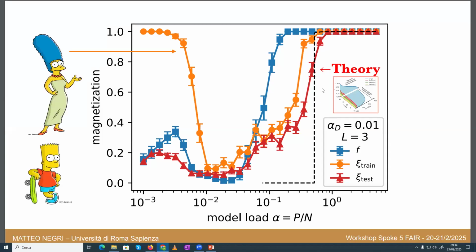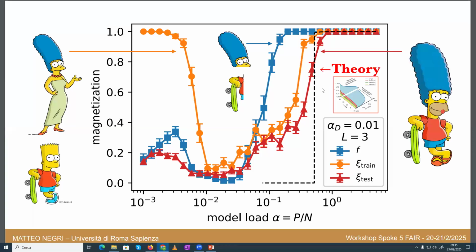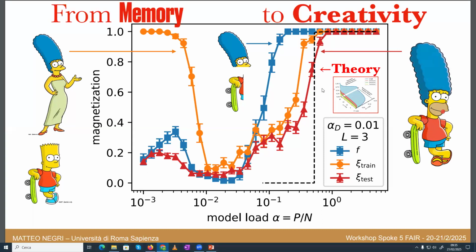So what's happening is that the orange line corresponds to examples that the network already saw, in this case, these Simpsons characters. Then the blue line corresponds to the network learning the features. So it's like these are the new memories. And then at very high load, the network learns to mix these features in new ways that you never had in your training dataset. And this is why I call this from memory to creativity.